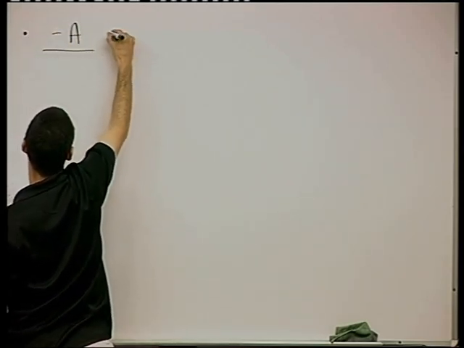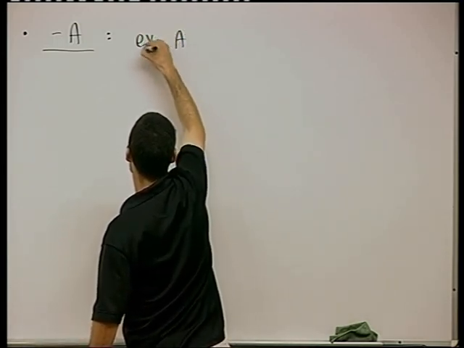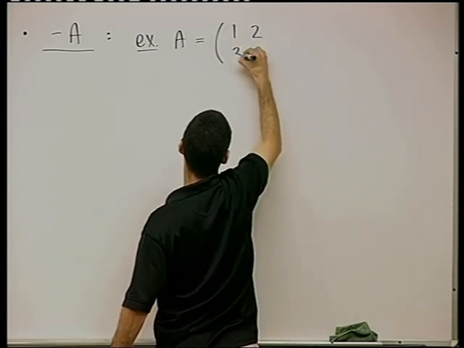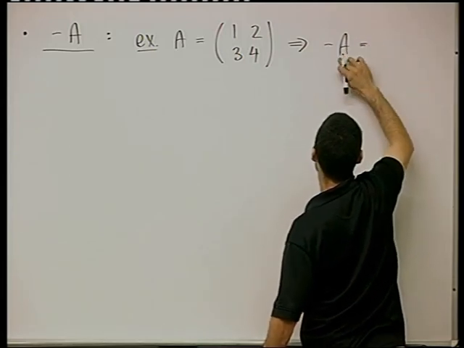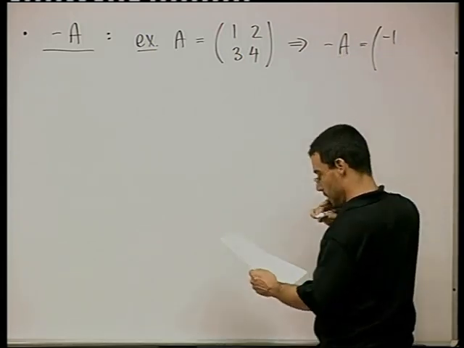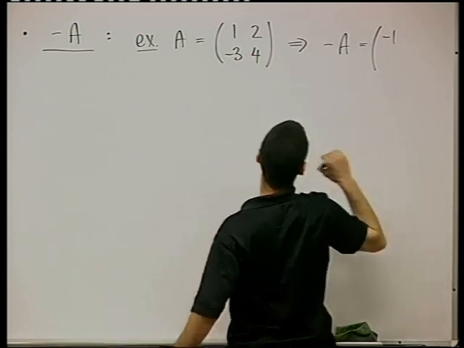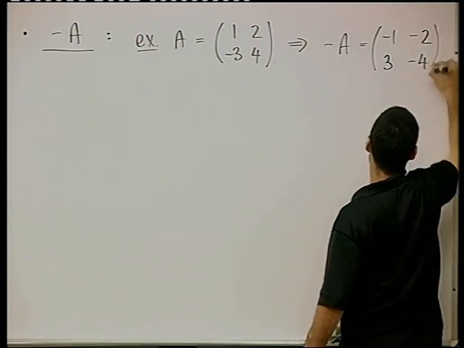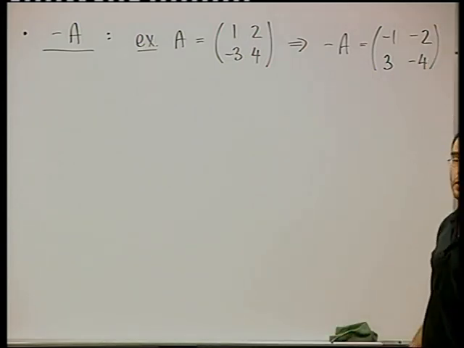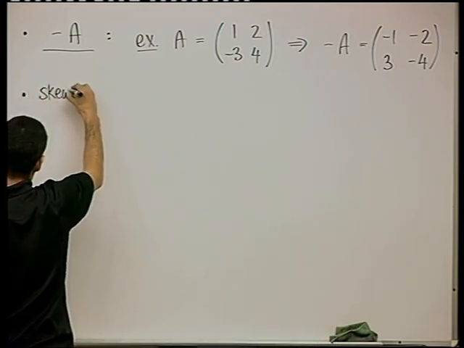So what is minus A? Minus A is just a matrix where I put a minus on all the signs. So for example, if A is the matrix 1, 2, 3, 4, then minus A is the matrix minus 1... Let's make it a bit more interesting. Suppose A is the matrix 1, 2, minus 3, 4. So minus A is the matrix minus 1, minus 2, 3, minus 4. I just put a minus on all the elements. That's the matrix called minus A. A matrix is called skew symmetric.